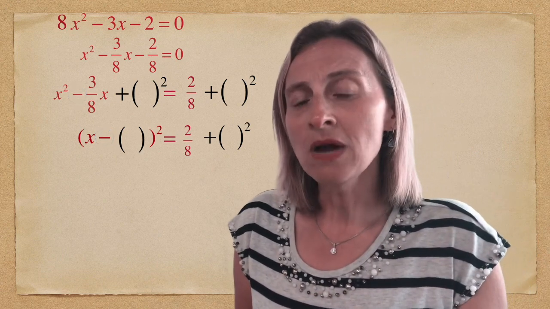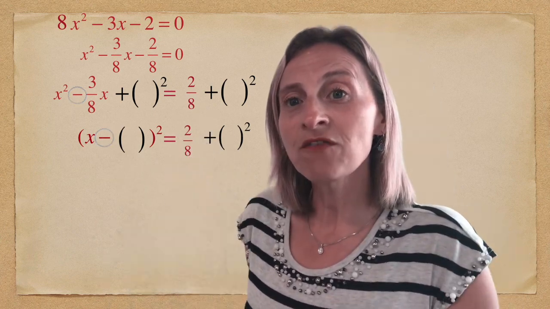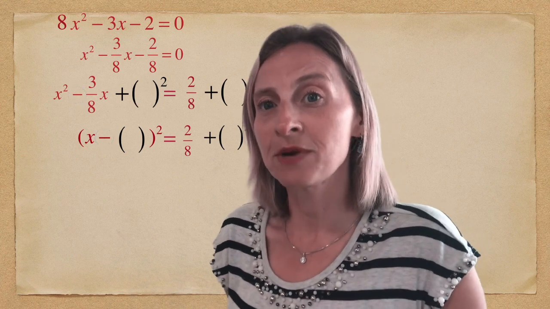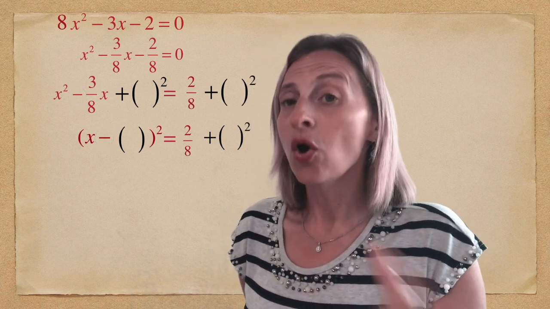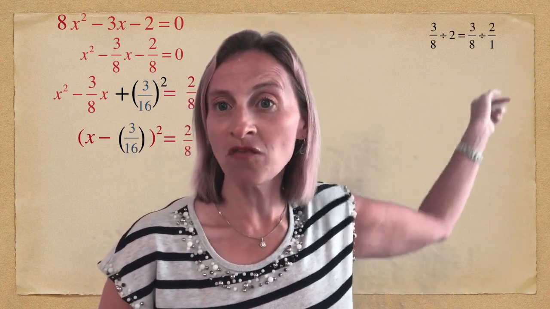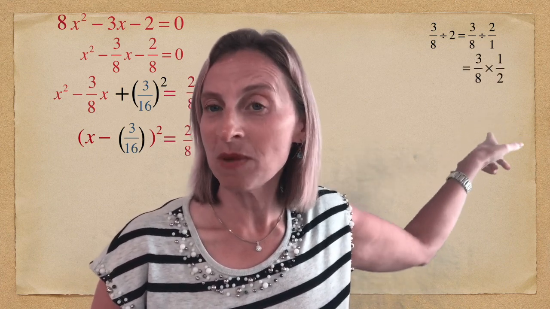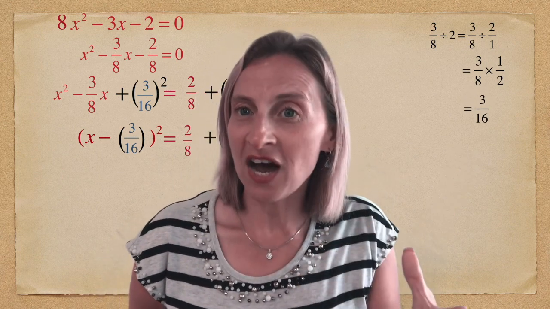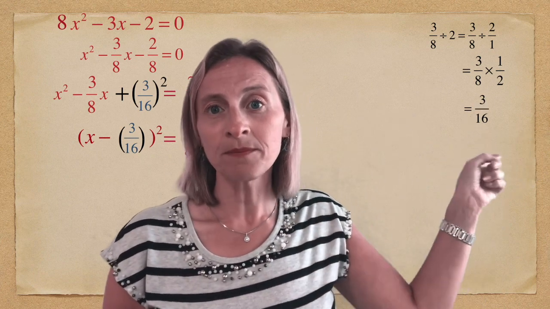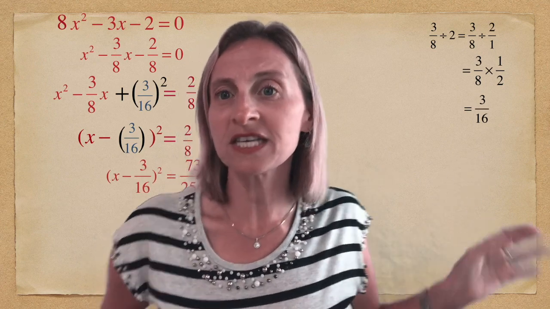And now what do I need to do? I need to put the number inside the brackets that I'm adding in to complete the square, half of what's in front of the x, half the coefficient of x. So what's half of 3/8? You could use your calculator, or you could work it out and go half of 3/8, 3 over 8 divided by 2 over 1, which is the same as 3 over 8 times by a half. Remember, when you want to divide a fraction, you change it to a times and you flip the fraction upside down. And then you times the top times the bottom. So we have 3 times 1 is 3 and 8 times 2 is 16. That's where your 3 over 16 comes from.